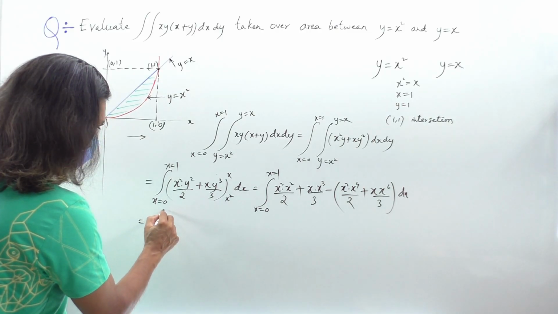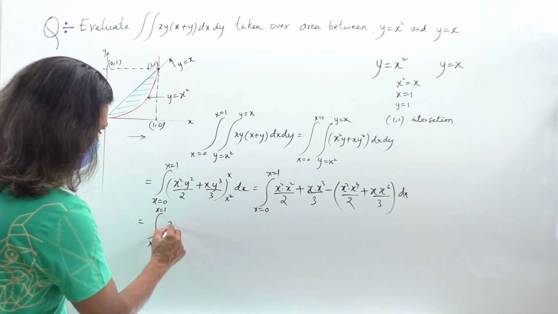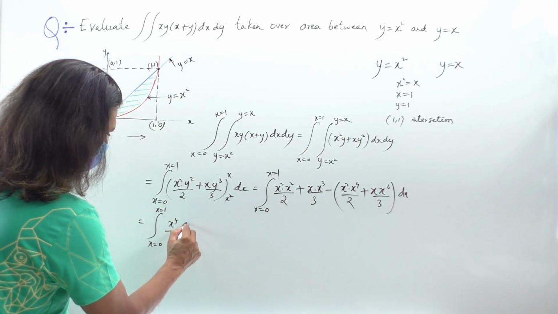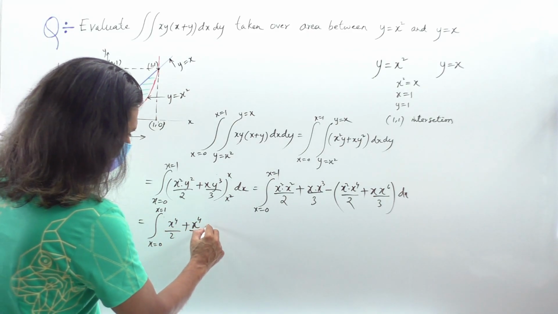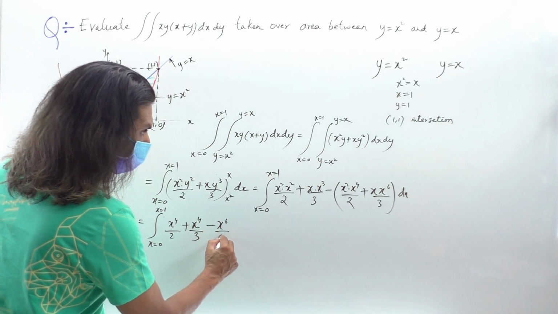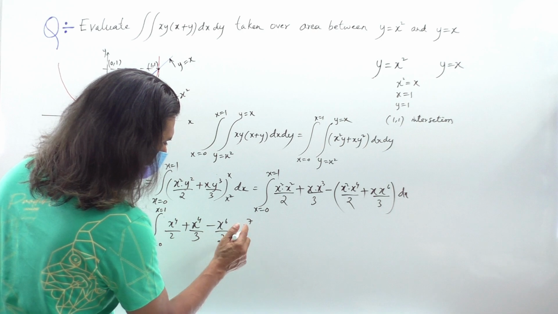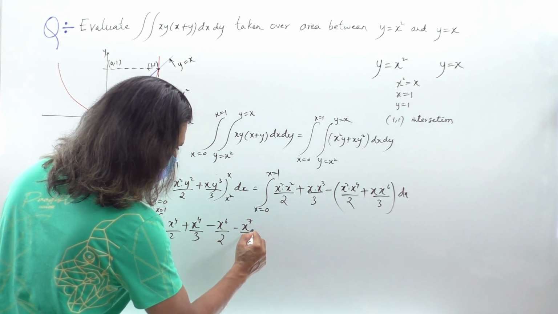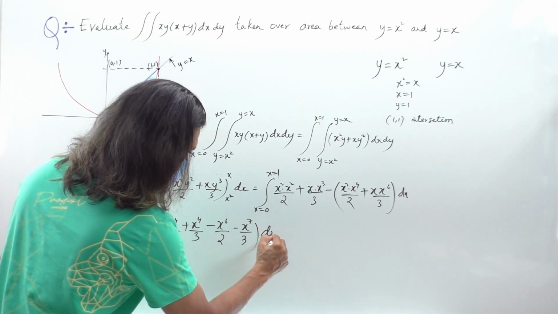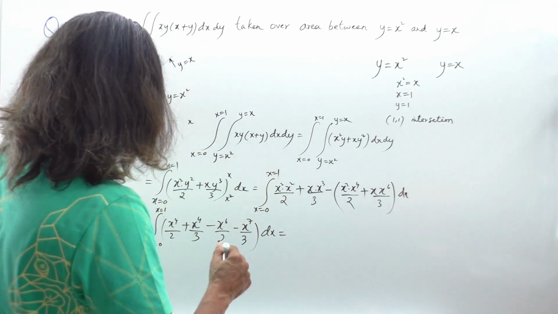x is 0 to x is equal to 1: x to the 4 by 2, plus x to the 4 by 3, minus x to the 6 by 2, minus x to the 7 divided by 3, dx. Now finally integrate with respect to x and get the answer.